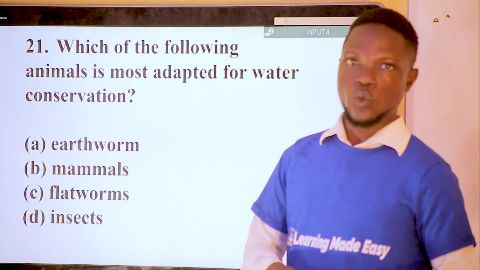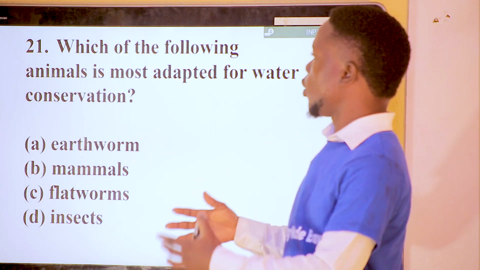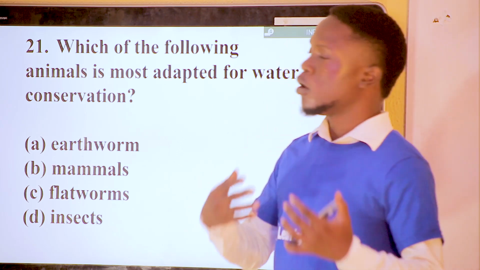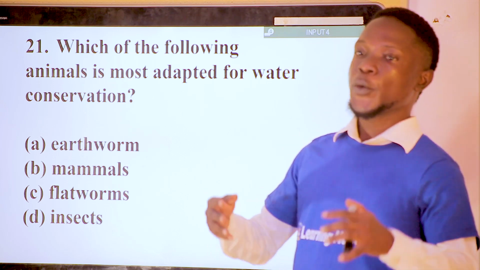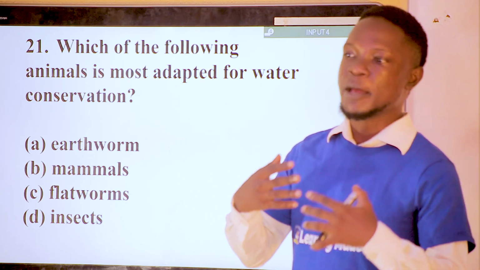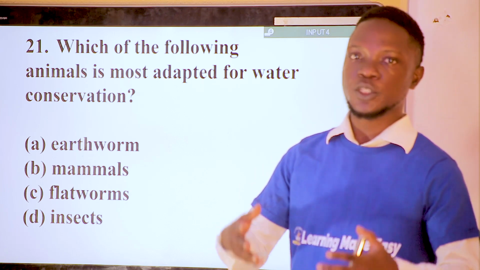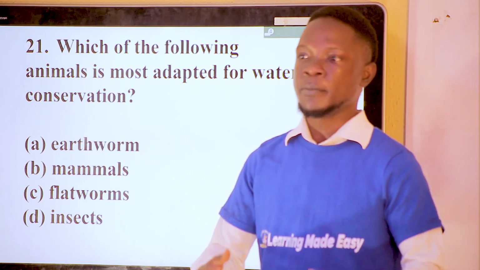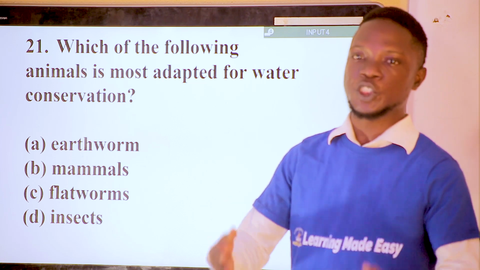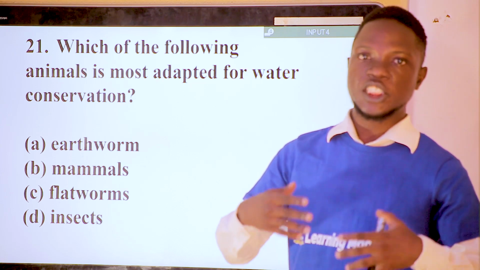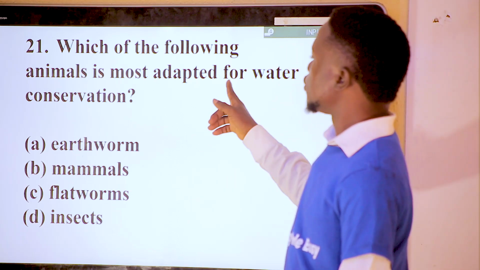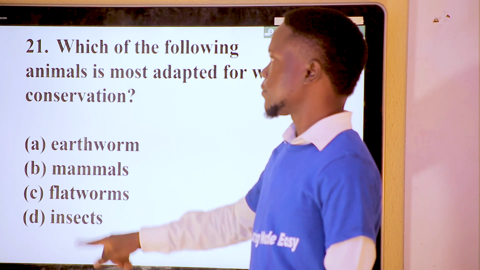Question number 21. Which of the following animals is most adapted for water conservation? Now, there are certain animals that have peculiar structures that make them conserve water. And one of them is insects. The reason why insects are most adaptable for water conservation is because they have what we call chitin. Chitin is a protein. So the correct answer to this question is insects.